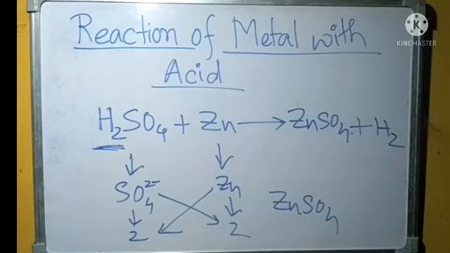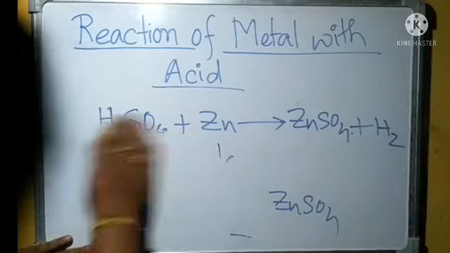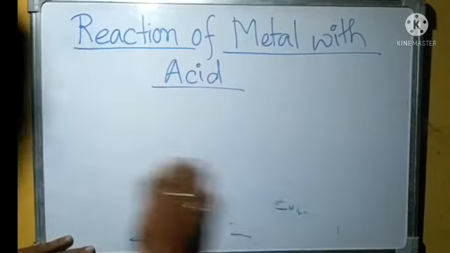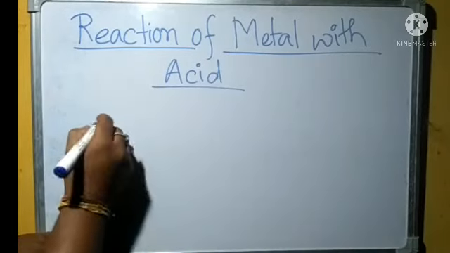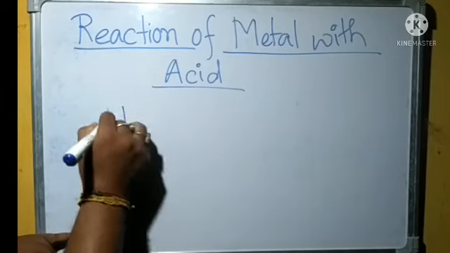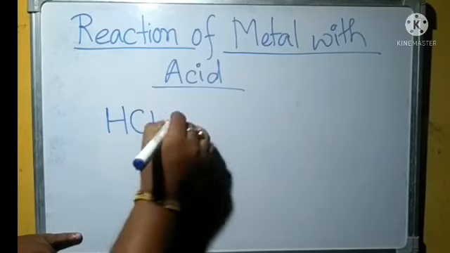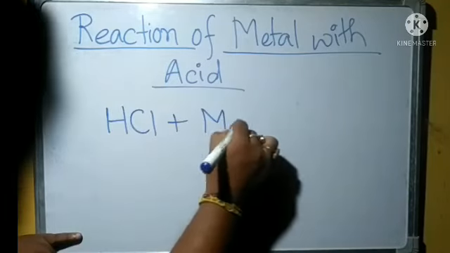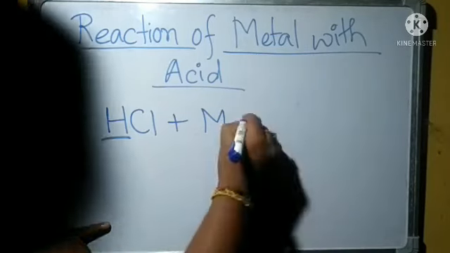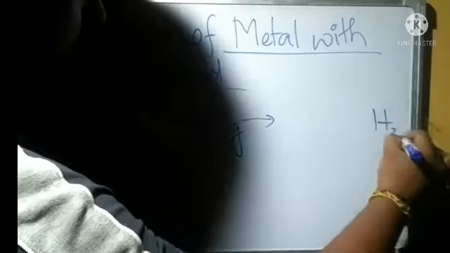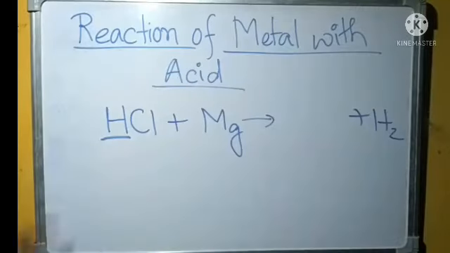So let us look at another example. For example, let us take HCl and magnesium. What we'll do? The hydrogen part here will form hydrogen. Let us write here hydrogen gas. So the hydrogen of the acid will make the hydrogen gas.